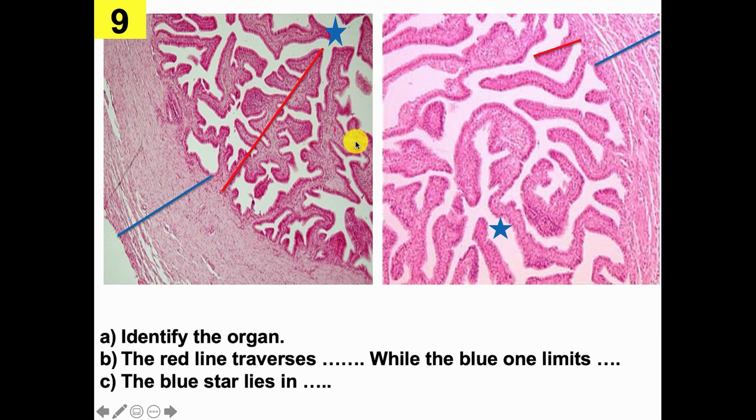Identify the organ, of course, fallopian tube. The red line traverses the mucosa, while the blue one lies in or defines or limits the musculosa. Here we have the blue star in the lumen, and this is the mucosa, and this is the musculosa.